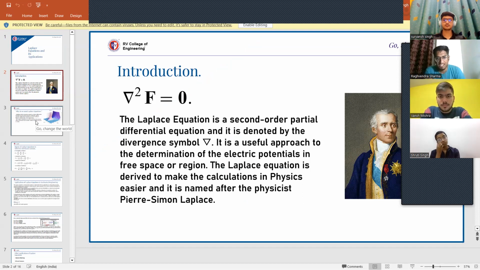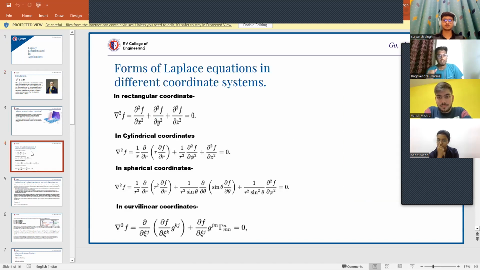Basically, the Laplace equation is a second order partial differential equation and it is denoted by this symbol. It is a useful approach for the determination of the electric potential in free regions of space. The Laplace equation is derived to make the calculations in physics easier and is named after the physicist Pierre Simon Laplace. We'll see now why we need Laplace equations.